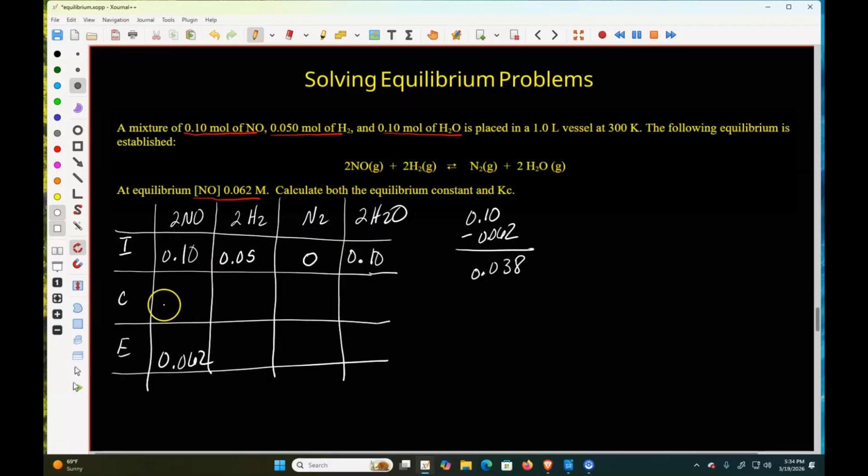So this is going to be minus 0.038 because it's losing. My hydrogen is also going to be losing the same amount because it has the same coefficient in the balanced equation. It'll be minus 0.038. The nitrogen has a coefficient of 1, so it's going to be gaining 0.038 halves. It's going to be gaining half as much as the others are losing. The water has the same coefficient of 2, so it's going to be gaining 0.038 also.